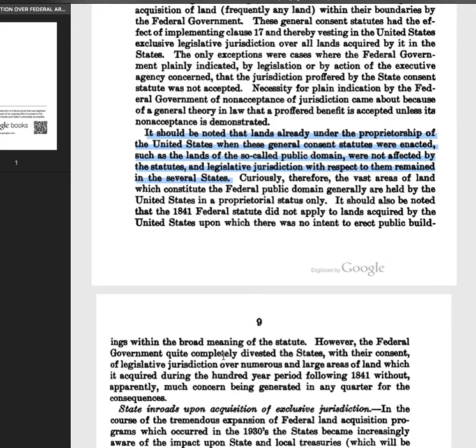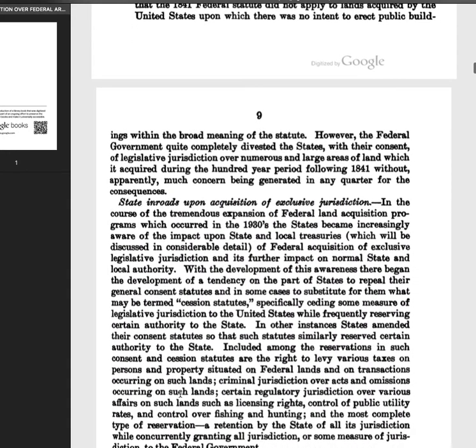However, the federal government quite completely divested the states, with their consent, of legislative jurisdiction over numerous and large areas of land which it acquired during the 100-year period following 1841, without apparently much concern being generated in any quarter for their consequences. So they were doing things without concern, without any forethought.